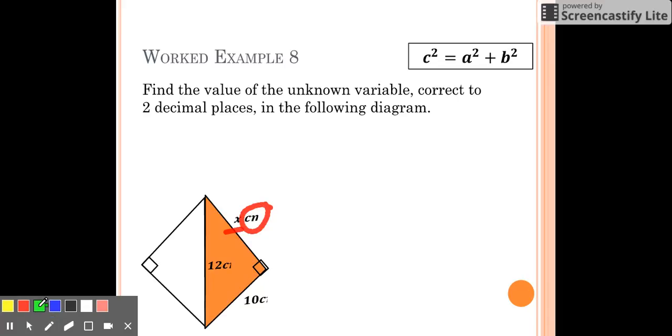Now looking at this triangle, it's highlighted for me in orange. So here's the right angle, which means this must be my C. And then I need to label my 2 short sides.